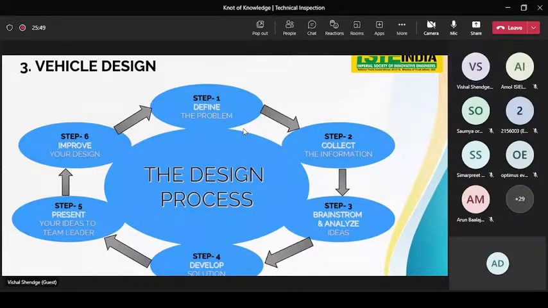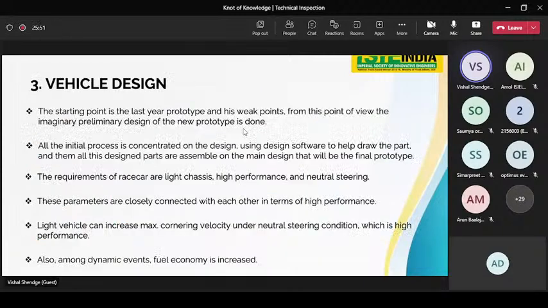Next, vehicle design. The starting point is the last year's prototype and its weak points. From this point of view, the imaginary preliminary design of the new prototype is done. All the initial process is concentrated on the design, using design software to help draw the parts, and then all these design parts are assembled into the main design that will be the final prototype.